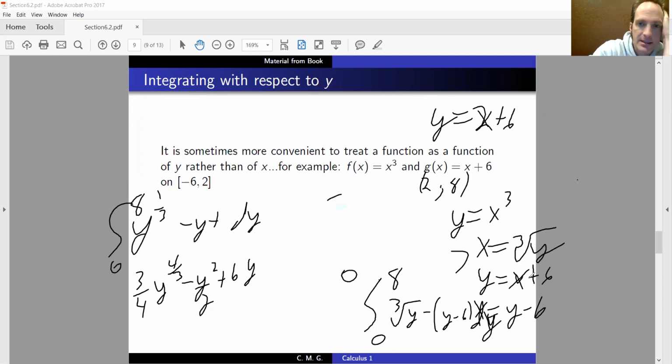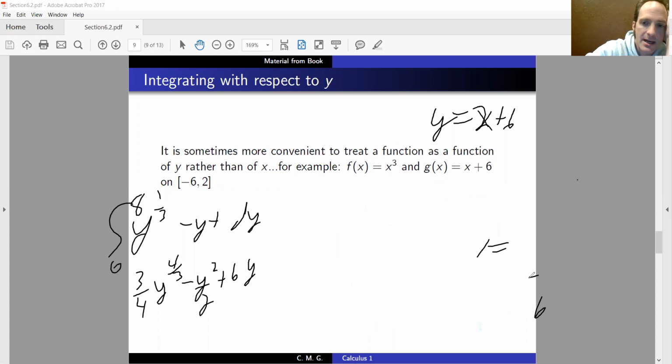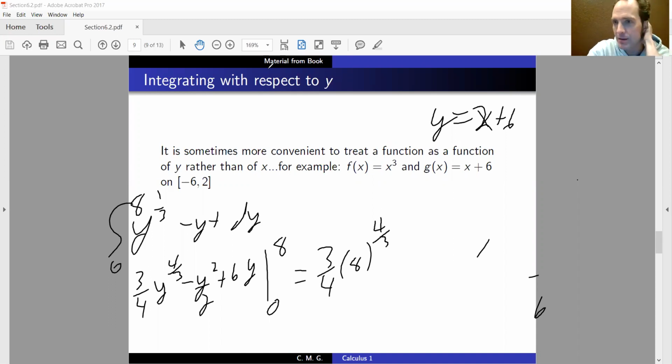So that's my integral. So the antiderivative is there. And now the question is, what about the evaluation? So now I evaluate between 0 and 8. So here I'm going to plug 8 into this thing. So I'm going to get 3/4 times 8 to the 4/3. Luckily for us, 8 to the 1/3 is 2. The cube root of 8 is 2. So that's going to be a nice number. It's not even going to be that nasty.